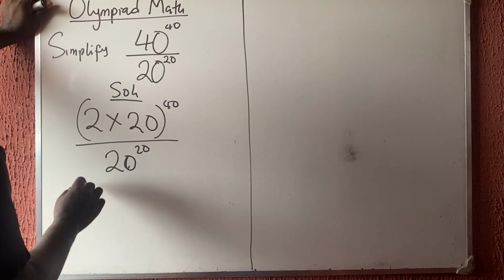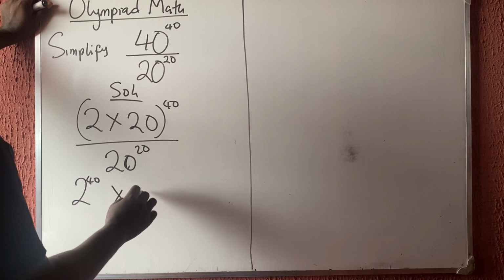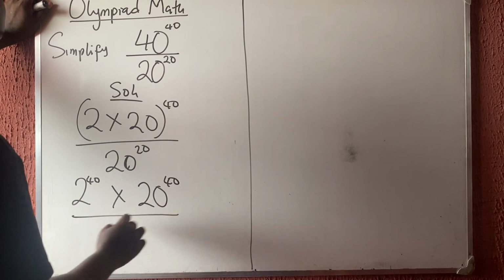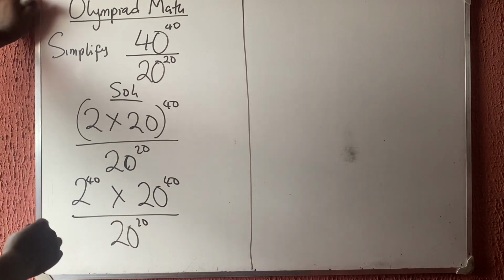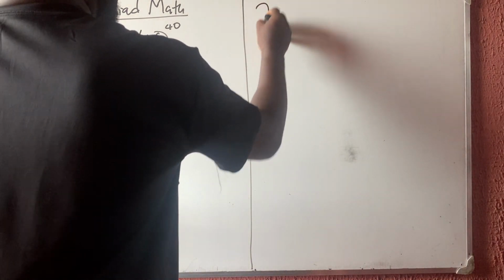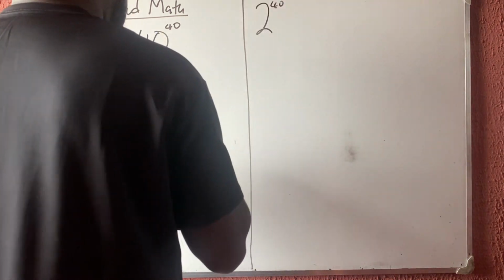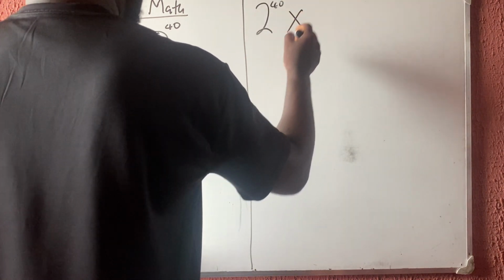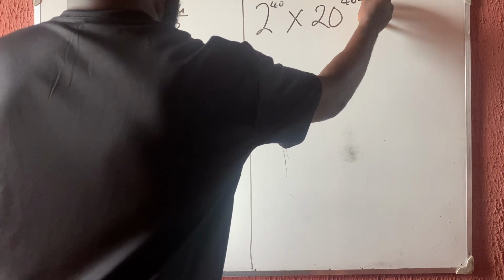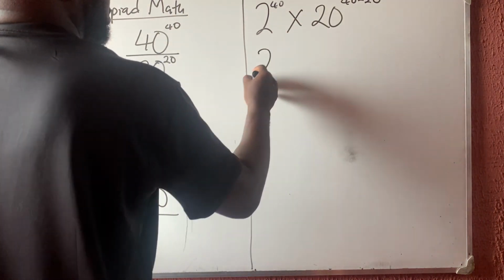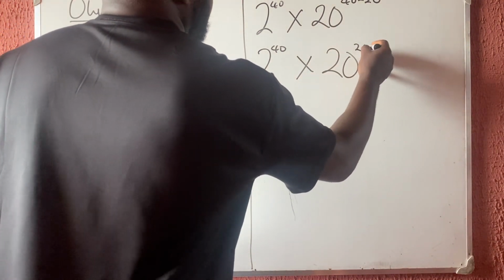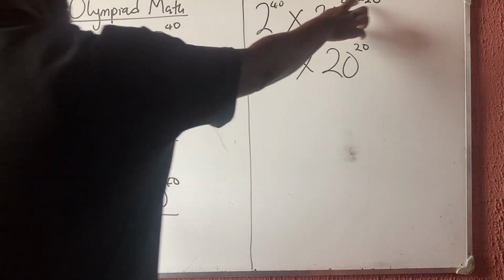It is going to be 2 raised to power 40, okay, times 20 raised to power 40, then all over 20 raised to power 20. Now, according to indices, remember, if the bases are the same thing, we can subtract the powers. So this is 2 raised to power 40, okay, times 20 raised to power 40 minus 20. So this is now 2 raised to power 40 times 20 raised to power 20. Okay? Because 40 minus 20 will give you 20.